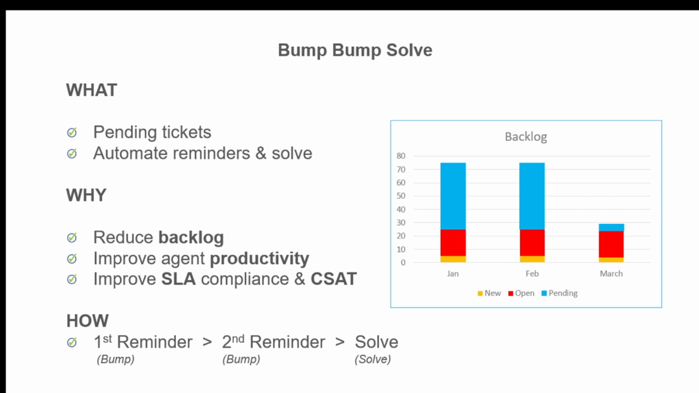Now, a couple of things to bear in mind here are these times can change, so it can be shorter or longer, depending on your business needs. And crucially, you can also add a tag to stop the reminders being sent. So for example, if a customer says, look, I'm on holiday for 3 weeks, don't contact me, there's a way to disable these automations as well. So first reminder, second reminder, and solve is basically bump, bump, solve. So bump is basically one reminder.